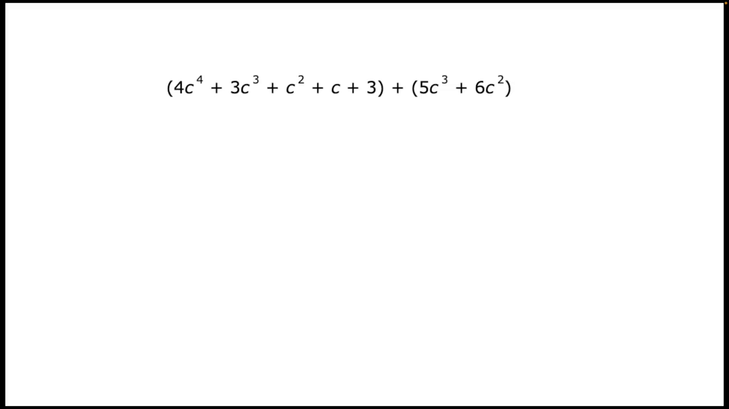Today we're going to be looking at how do you add and subtract polynomials. Just a reminder, this is the short version of the lesson, so we're going to go pretty quickly through the main points.